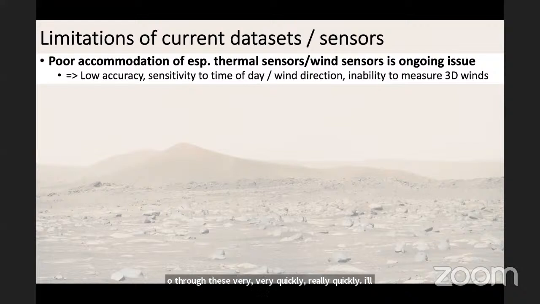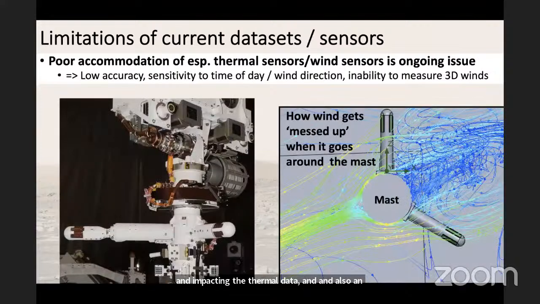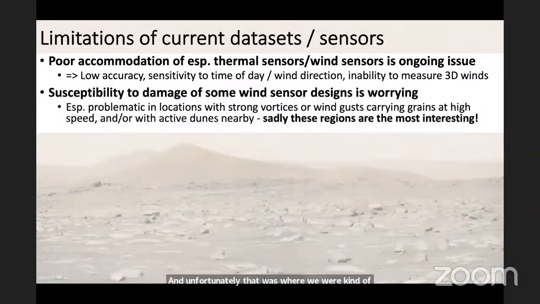Limitations of the current data sets and sensors. I think a big one is the poor accommodation of especially thermal and wind sensors. That means lower accuracy, they're sensitive to the time of day or the wind direction impacting the thermal data, and also an inability to measure 3D winds. This is an example of how the wind really gets messed up when it goes around this mast. So that's the last place you'd want to put wind sensors, and unfortunately, that was where we were kind of condemned to have them. And then the susceptibility to damage of some wind sensor designs is worrying.